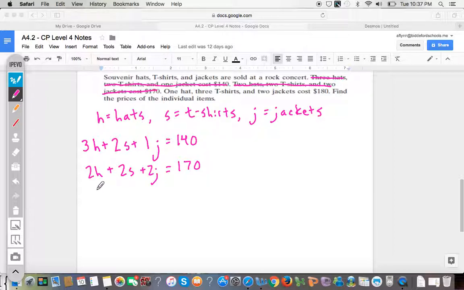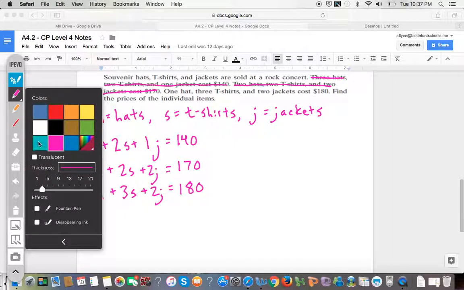Okay, so now I have 1 hat plus 3 shirts plus 2 jackets is $180. Okay, so now if we take a step back, we have 3 equations with 3 variables. We know how to solve these because we solved a bunch of them during level 3 of our standard. Okay, so first I'm going to pick a variable. I'll say J. I want to cancel J out first.